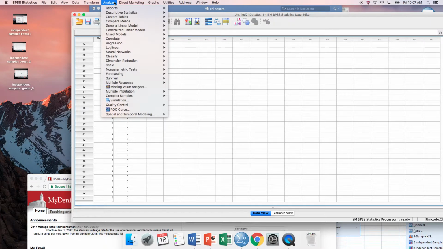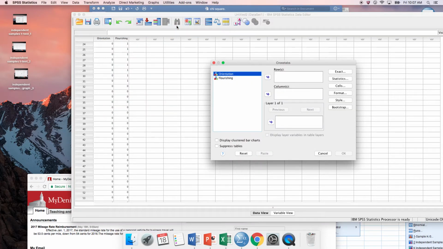We're going to analyze descriptive statistics, crosstabs, and when we get into crosstabs, we see an opportunity to put a variable in the row and a variable in the column. It doesn't really matter which way we go. It will just orient the data one direction or the other. So for this example, let's put orientation in the row and flourishing in the column. This will set up a square of frequencies similar to how we would do it by hand or in Excel.